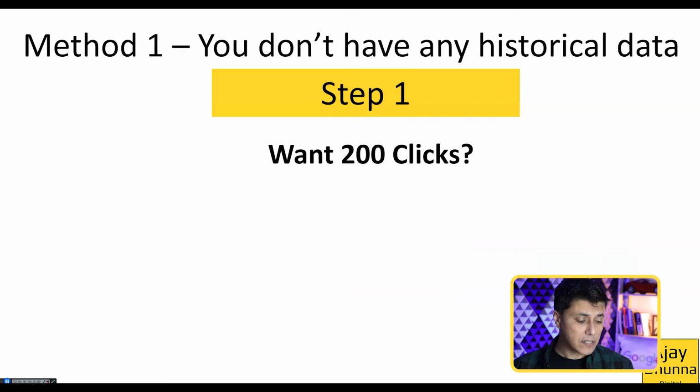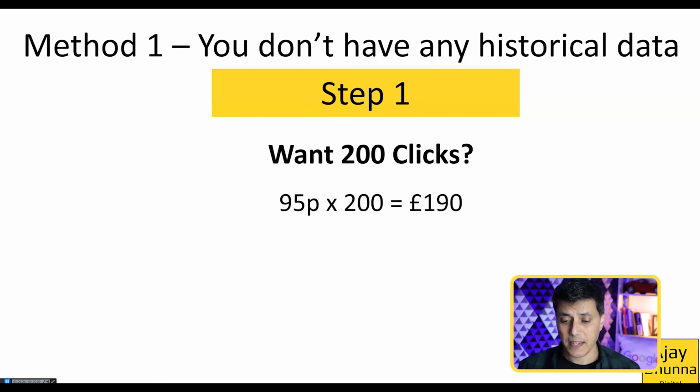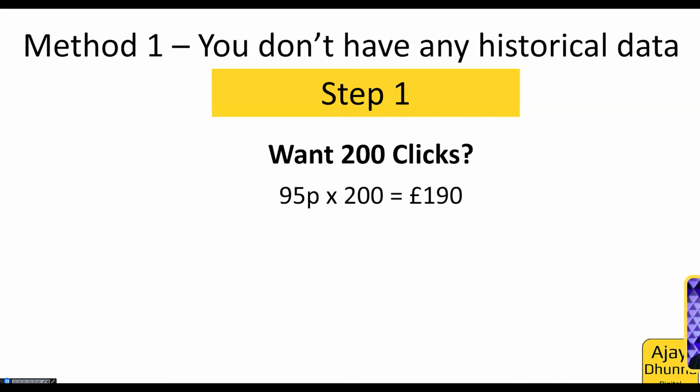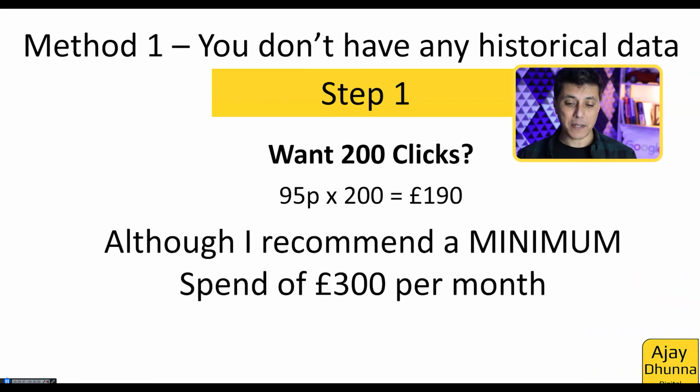So then you decide how many clicks do you actually want. Now let's say, for example, you want 200 clicks, so you multiply 95 pence by 200, which gives you £190. So that should be your budget if you want to advertise on Google. However, I recommend a minimum budget of £300 at least. Obviously, the more you pay, the more clicks you're going to get and the more keywords you're going to be able to use.